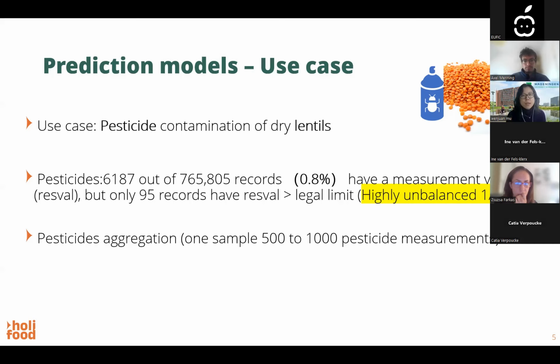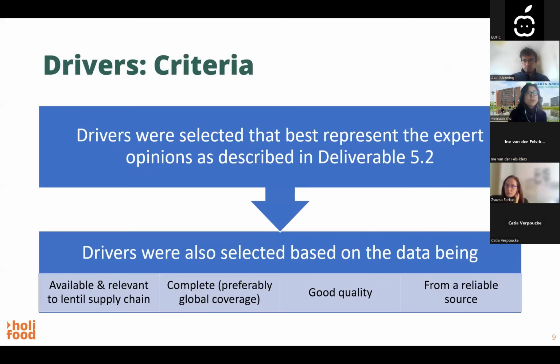Instead, we only classify if one out of these 500 to 1,000 samples turns out to be positive, then we classify this sample as positive with pesticide residue. So this is about the monitoring data parts, and let's move to the drivers of changes data parts.